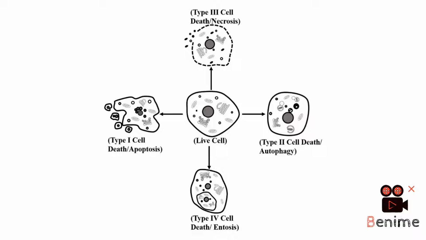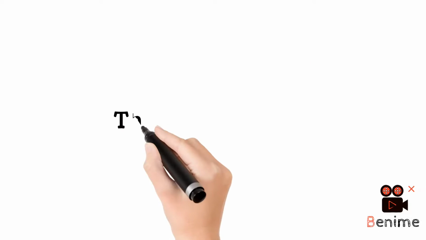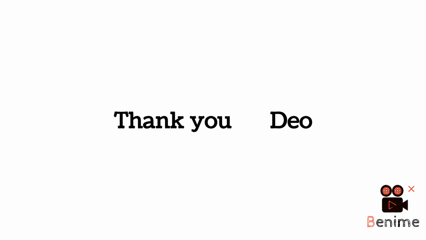Type 2 cell death or autophagy manifests with extensive cytoplasmic vacuolization and similarly culminates with phagocytic uptake and consequent lysosomal degradation, and type 3 cell death or necrosis displays no distinctive features of type 1 or type 2 cell death.